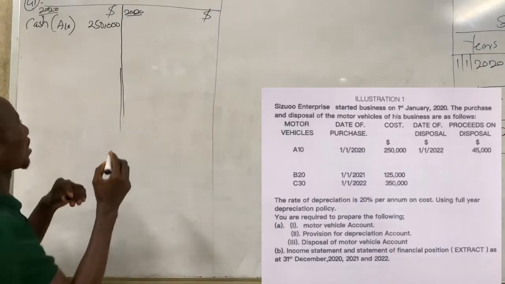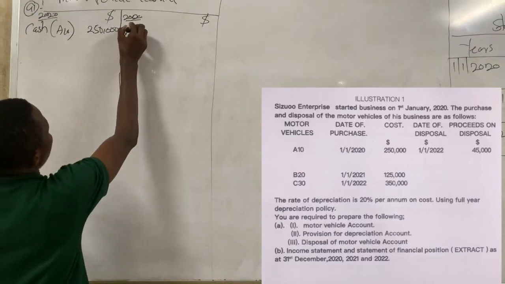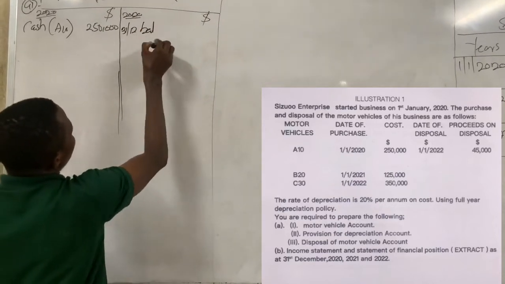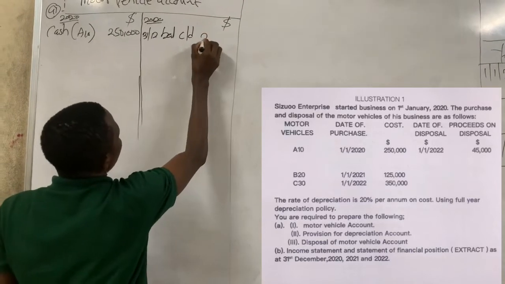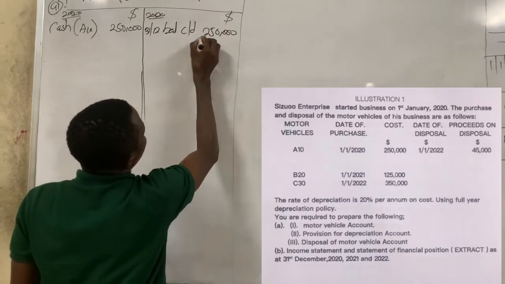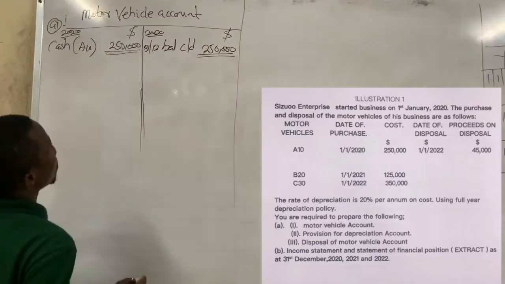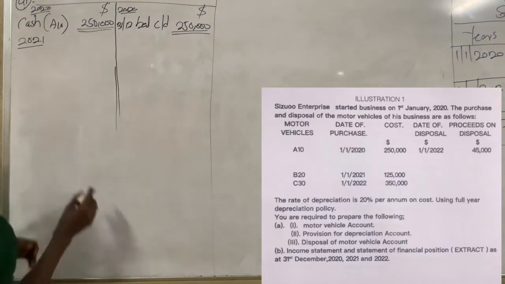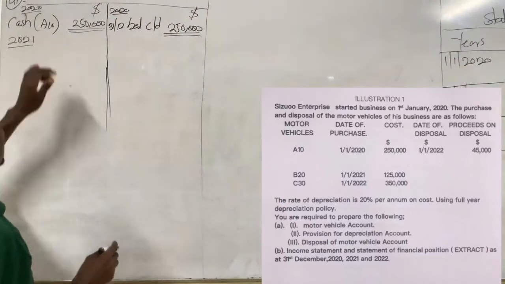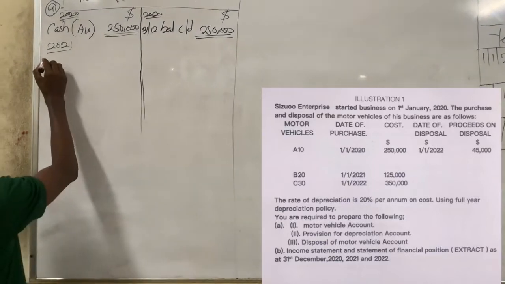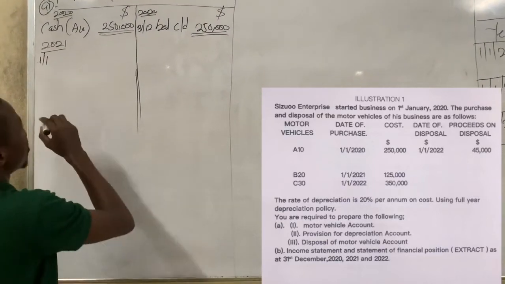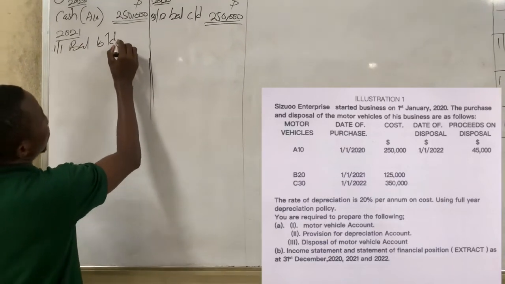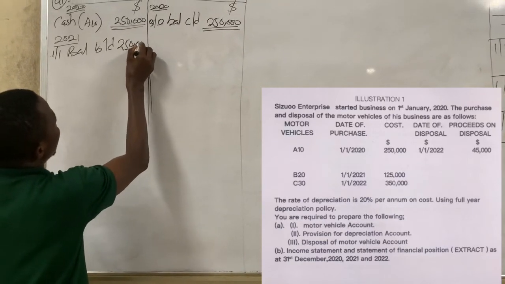So we need to close off this account. That will be on 31st of December 2020. That will be the balance c/d, that is $250,000. Then we close off this account. So in the subsequent year, that is 2021, this balance c/d will come to the next year as balance brought down. That is 1st January 2021 as balance brought down, 250,000.